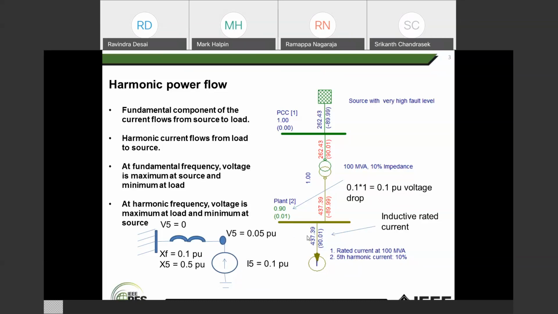I draw the pure 100% reactive current. The impedance is 10%. Therefore, 100 MVA, 1 per unit loaded. Therefore, 0.1 per unit will be the voltage drop. The voltage will be here 0.9 per unit. Therefore, in case of the power fundamental component, the voltage is maximum at the source and it is minimum at the load point.